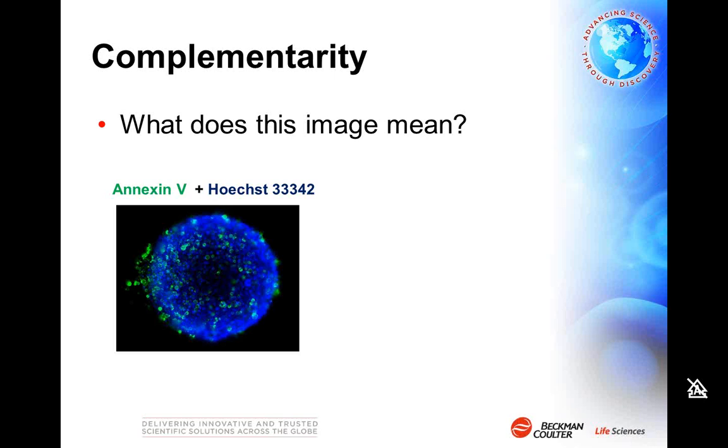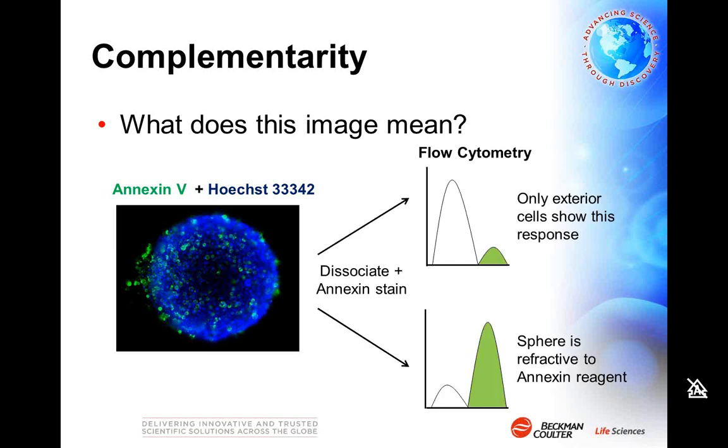earlier. So to try and clarify these two possibilities, you can actually use flow cytometry, where first you dissociate the sphere, and then you do your annexin stain. And if you saw the histogram on the top, where only a small number of cells stain green for annexin, that would indicate the first theory, where only those small portion of cells on the exterior are undergoing apoptosis and staining positive for annexin 5. If instead you see the histogram on the bottom, where a large portion of cells are stained green, this would indicate that the sphere is actually refractive to the annexin reagent. And so again, that can really help clarify that data.